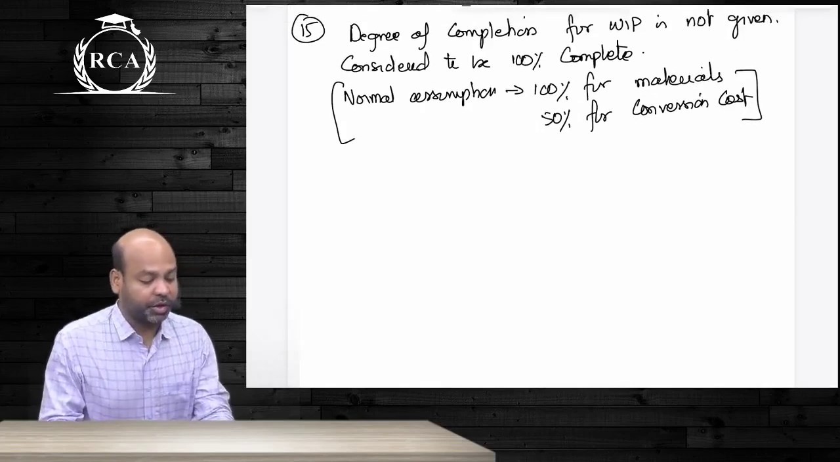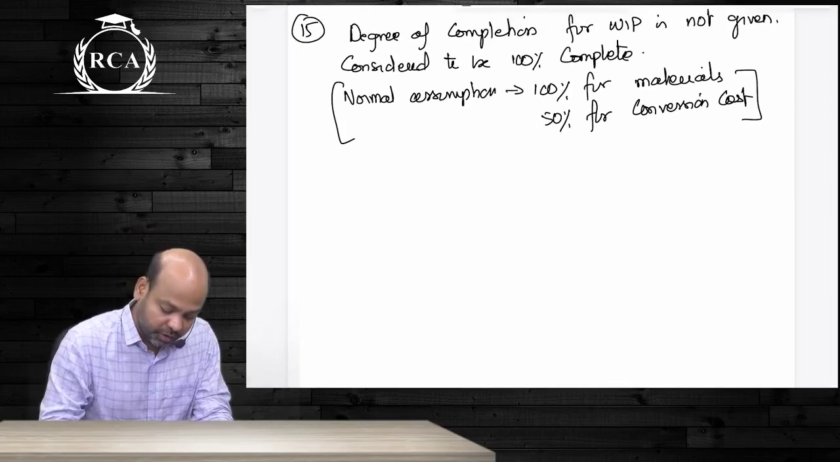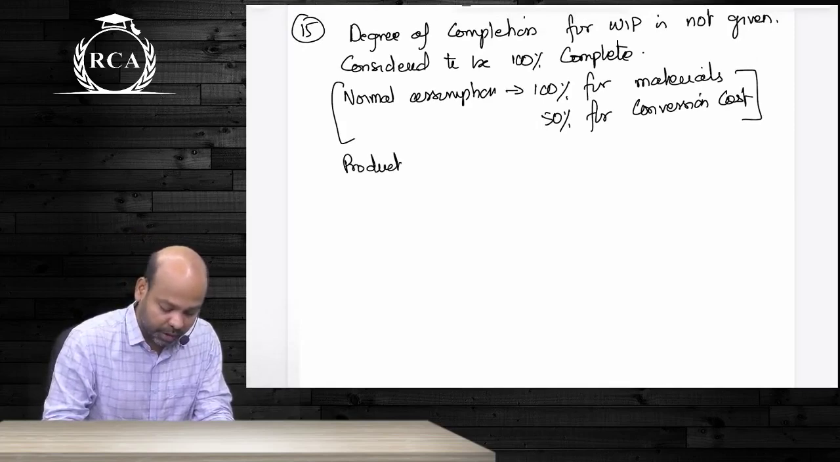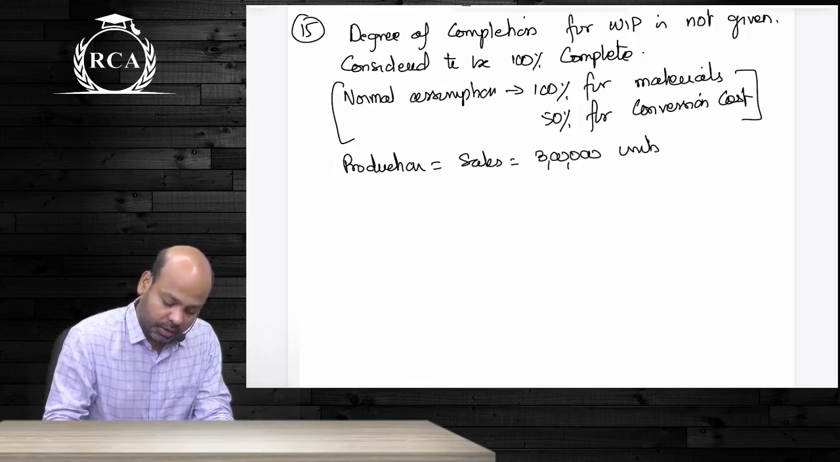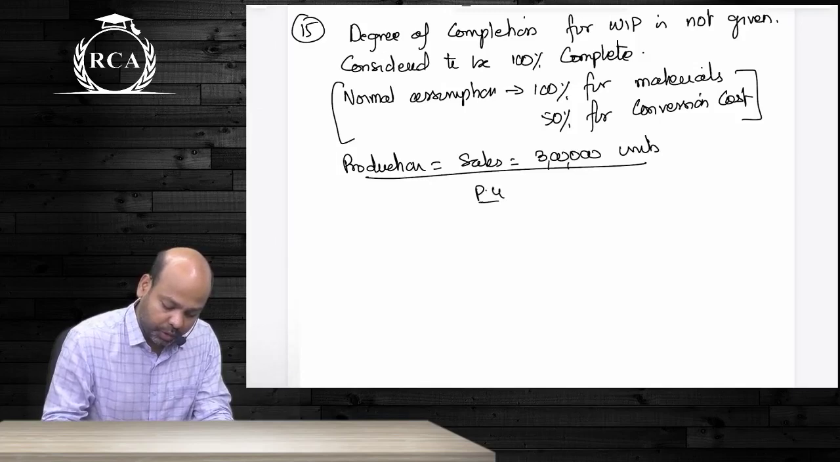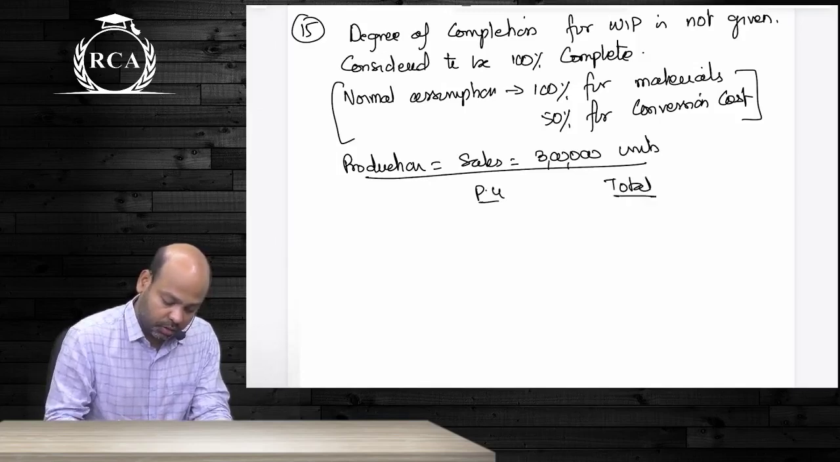Selling price per unit is given, you can all arrive at per unit cost and total cost. Production will be equal to sales. That will be how many units? 3 lakh units. Per unit and total. We'll present it the way that we have done in the class.